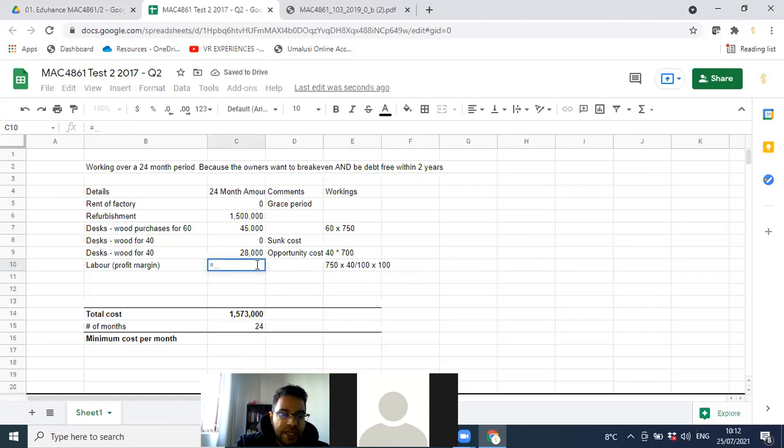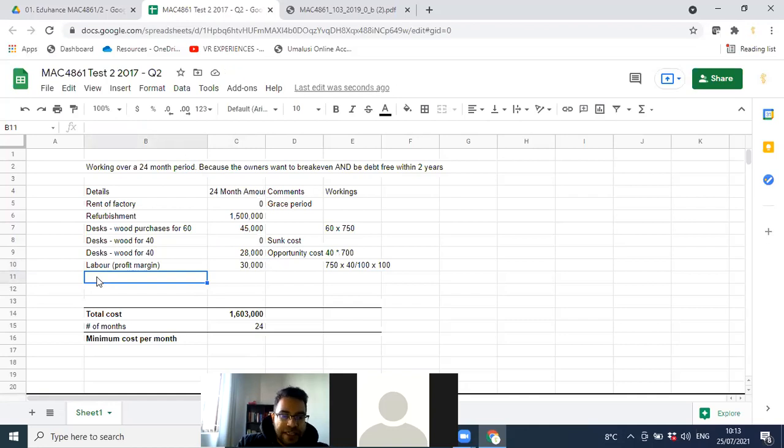So here we're going to go profit margin is 750 times 40 divided by 100. So the uncle's profit margin is 300 Rand per desk. But how many desks are we buying? 100. Okay, so just be aware of that.